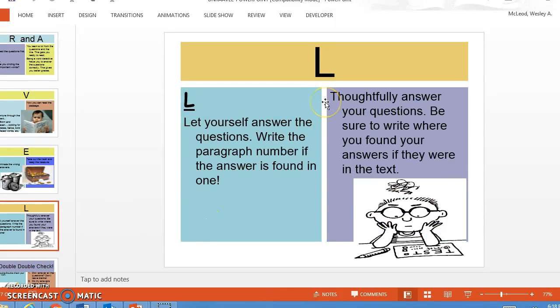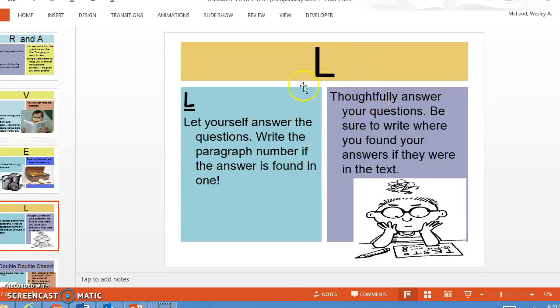Next, you have the L. You're going to go ahead and answer the questions. You already made your annotations in the text. You've already annotated the question stems. And now all you've got to do is answer the questions. You made it easy on yourself by eliminating the incorrect answers. So it's really just a matter of answering the one or two answer choices that you've got left. So you've got to be thoughtful.